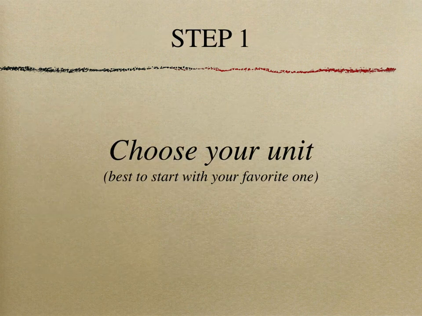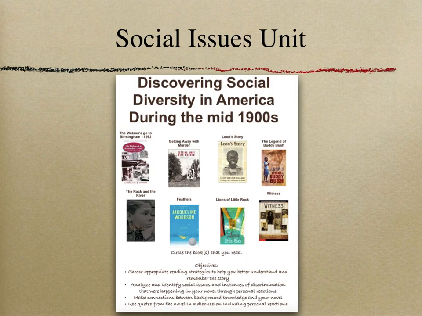The first step is to choose your unit. It's best to start with your favorite one. In my example here, I've chosen my social issues unit, which focuses on discrimination and the civil rights movement. This is the cover page for my journals, which go along with the reading of their novels. And I differentiate this unit with different leveled books that I match to my readers based on ability and interest. I also have at the bottom of my cover page the objectives for the novel part of the unit, which also will be part of the final assessment.